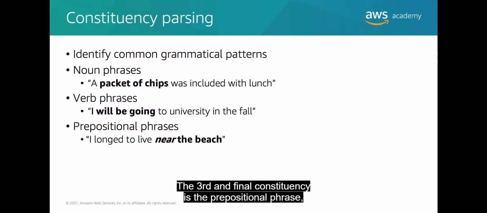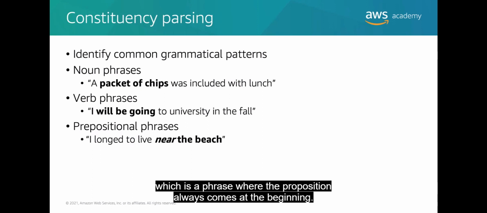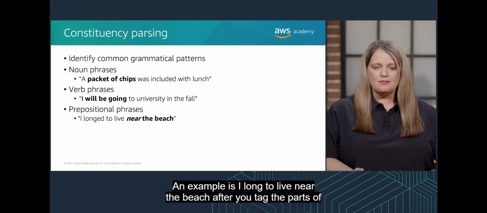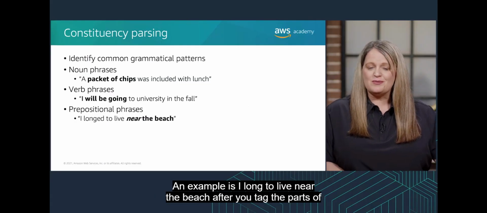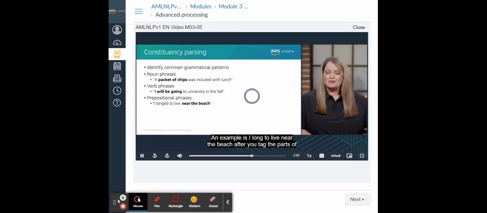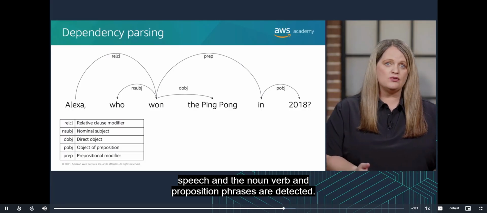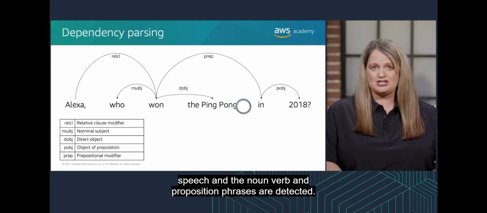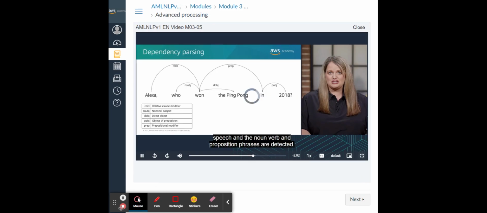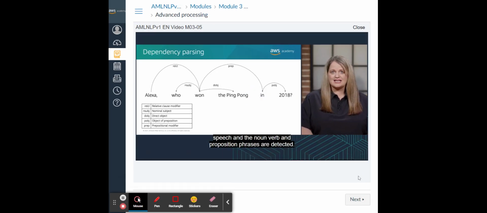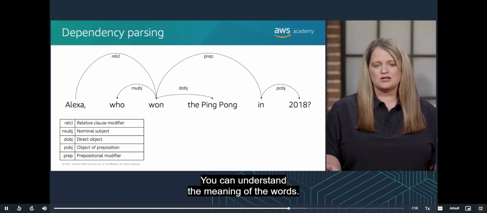The third and final constituency is the prepositional phrase, which is a phrase where the preposition always comes at the beginning. An example is, "I long to live near the beach." After you tag the parts of speech and the noun, verb, and preposition phrases are detected, you can understand the meaning of the words.